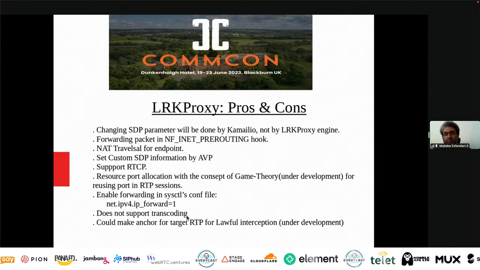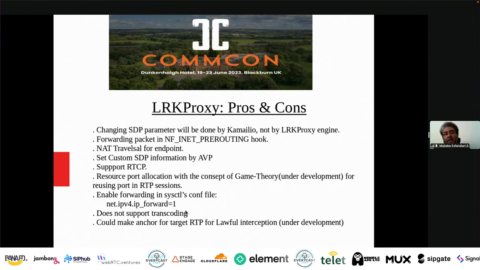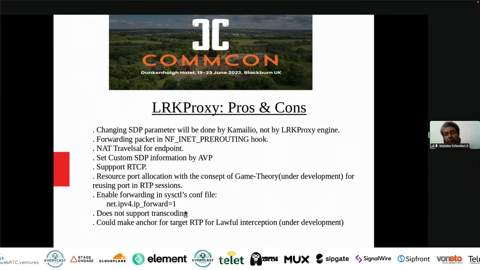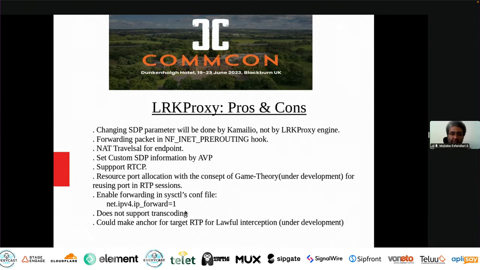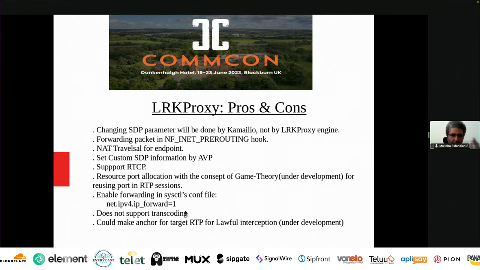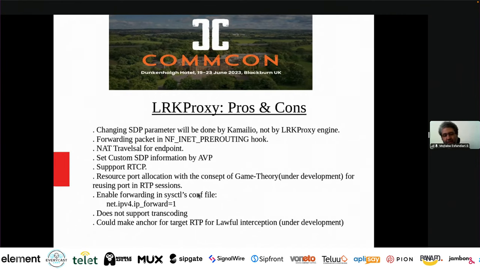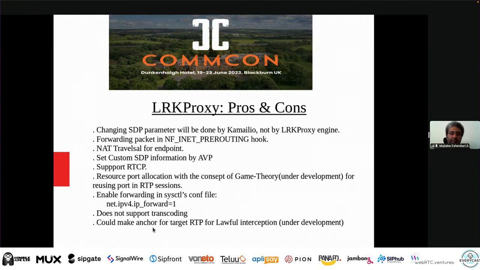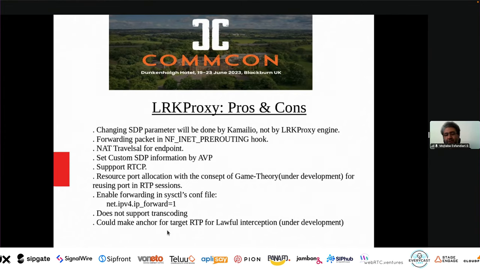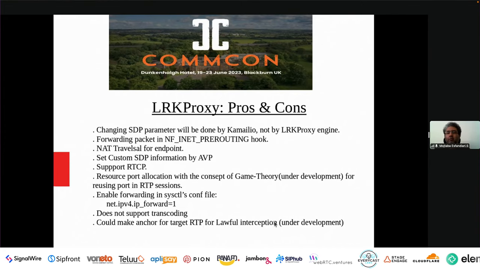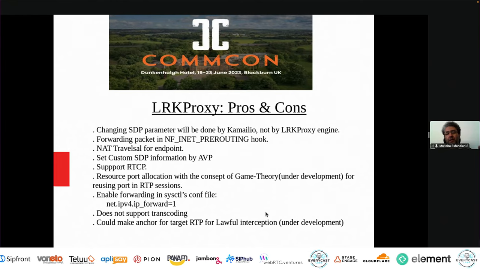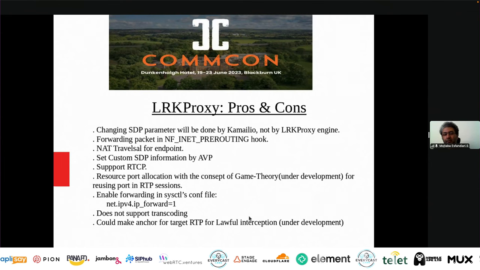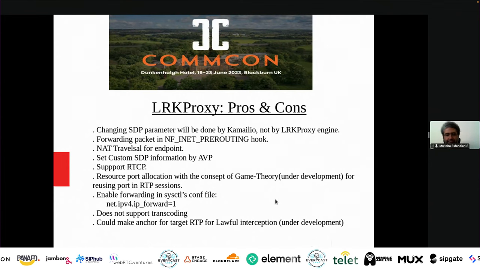LRKProxy does not support transcoding because it's developed just for forwarding a huge amount of traffic from one destination to another destination. And in some situations, it's possible to make an anchor for target RTP for lawful interception, copy specific RTP packets and send them to another place.